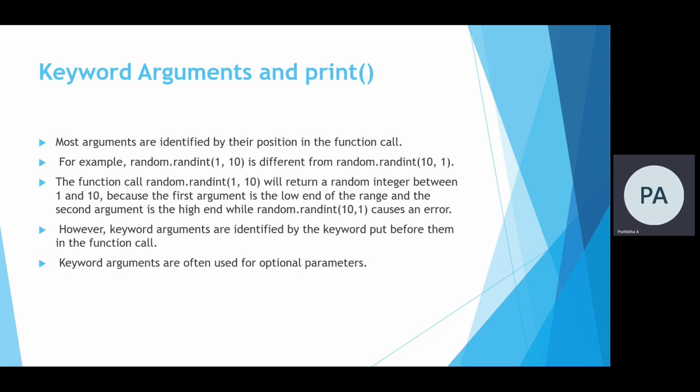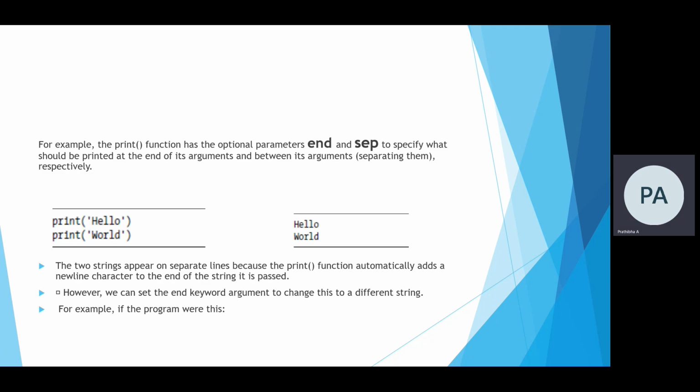However, keyword arguments are identified by the keyword put before them in the function call. Keyword arguments are often used for optional parameters. For example, the print function has optional parameters end and sep, to specify what should be printed at the end of its arguments and between its arguments respectively. print('Hello'), print('World'). It prints Hello and it prints World. The two strings appear on separate lines because the print function automatically adds a newline character to the end of the string it is passed.